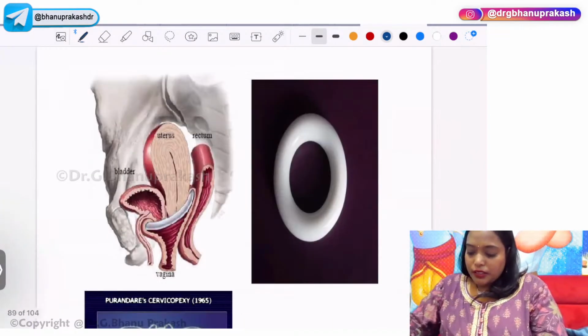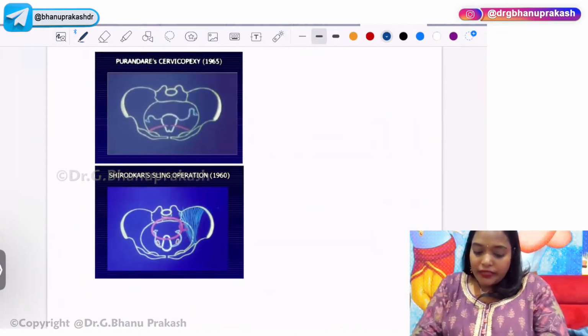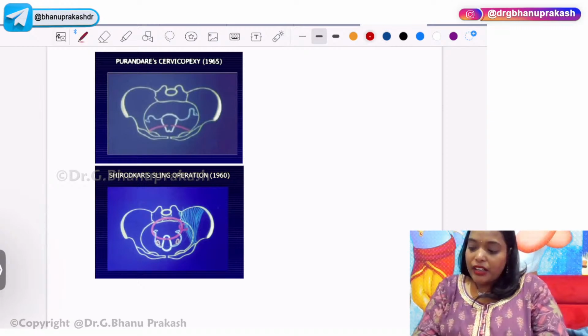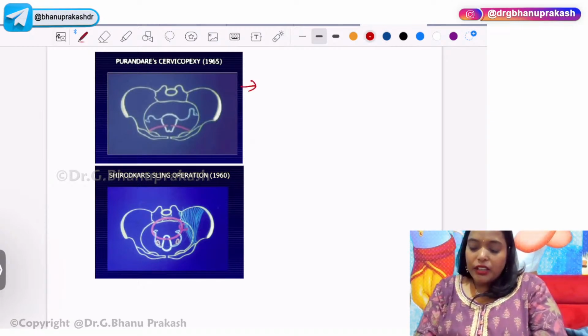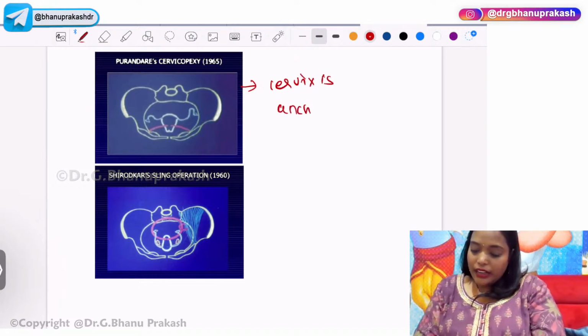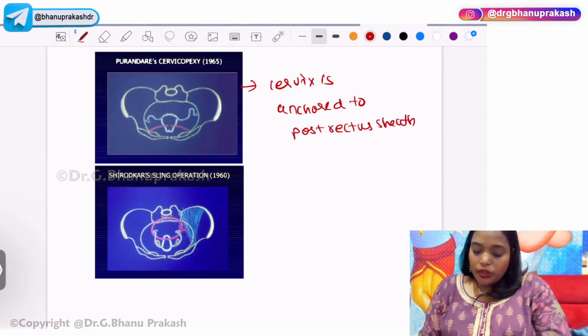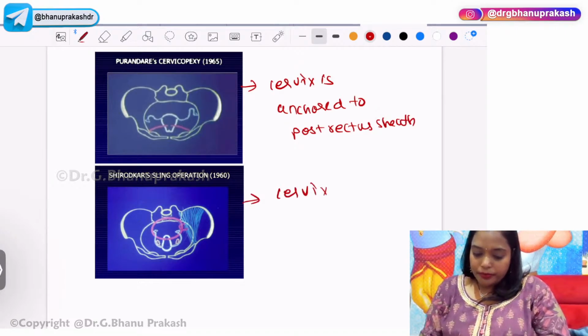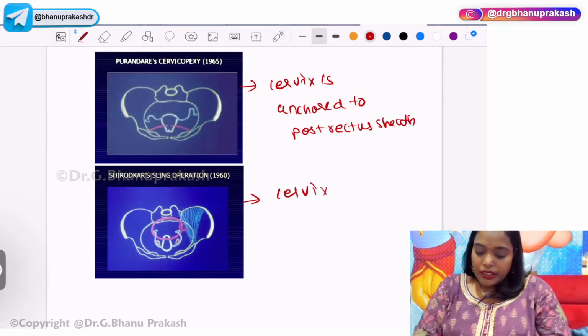is sling surgeries? The different sling surgeries we have are, we have Purandare sling surgery. In Purandare sling surgery, cervix is anchored to posterior rectus sheath. In Shirodkar sling surgery, cervix is anchored to sacral promontory.